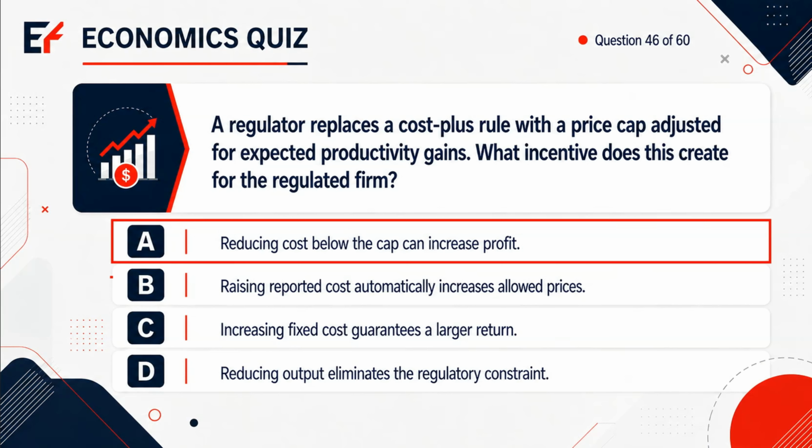Option B is incorrect because reported costs do not automatically raise the allowed price under a price cap. Option C is incorrect because higher fixed costs do not guarantee a larger return. Option D is incorrect because reducing output does not remove the price cap or end the regulatory requirement.